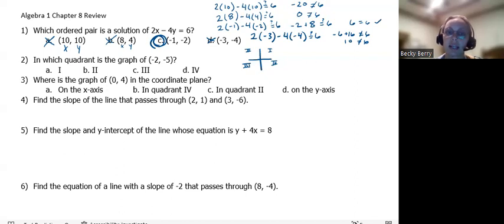So this one is a negative 2, negative 5. We would go negative 2, we go left 2, and then down 5. So that's going to be in quadrant 3, where both are negative.